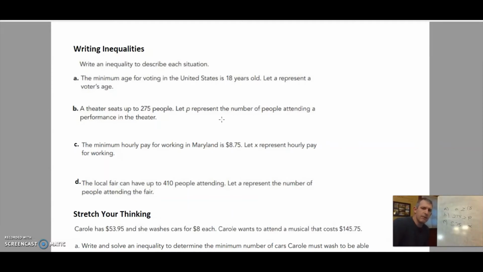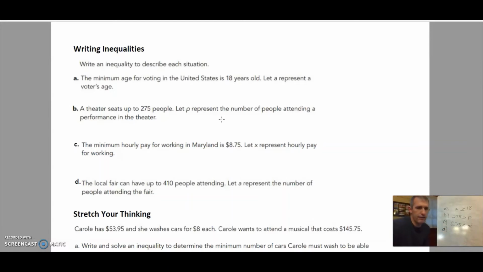So the minimum hourly pay for working in Maryland is $8.75. Could I be paid $8.75? Yeah, I think so. So I'm going to put the line there. And then what about if I get paid more? Are we going to be okay with that? I think so. So if X is more than $8.75, say it's $12, is that okay? Yeah, I think that's okay. So we're going to go this way. Any number that's more than $8.75 is okay. And then finally, D.